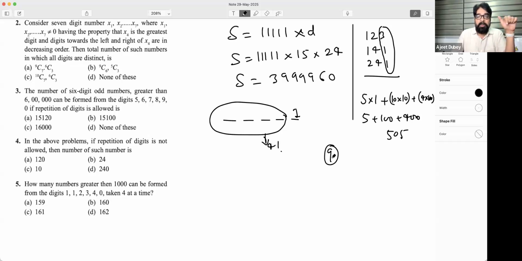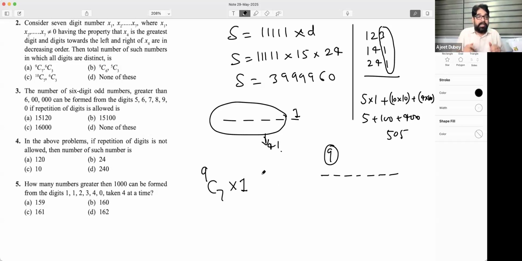Have you understood? Out of 9 digits, first I will select 7 digits. 9C7. This is the way of selecting the 7 digits out of 9 digits. I selected 7 digits. But X4 should be the greatest one. So out of 7 digits, only 1 digit will be the greatest one. Yes or no? Only 1 digit will be the greatest one. So that particular digit I can select only one way.